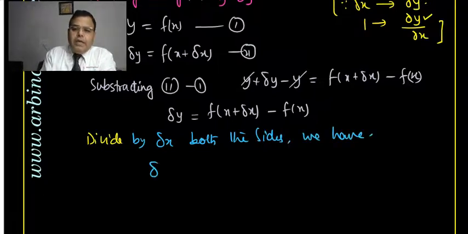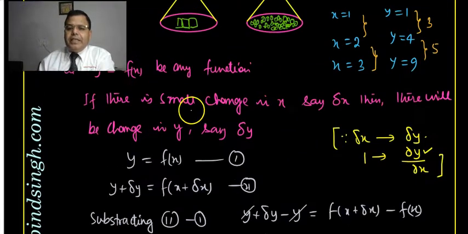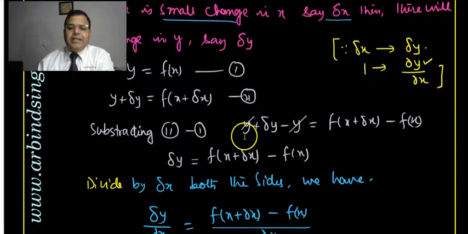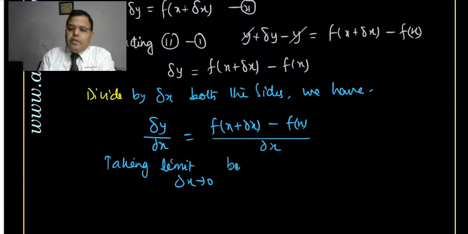We have delta y upon delta x is equal to f of x plus delta x minus f of x, divided by delta x, isn't it? Now, delta x is a very small change in x. So we can say that it is so small, taking the limit delta x tends to 0 on both sides, right?